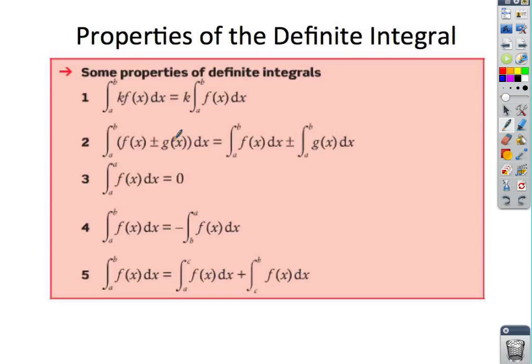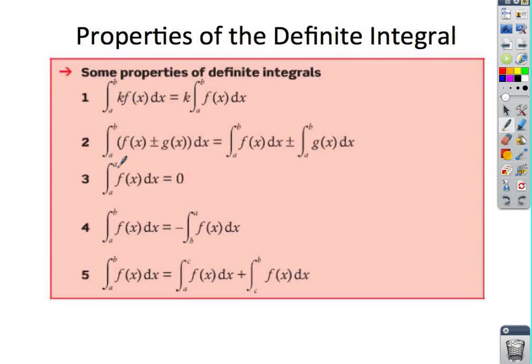Number 3 is a unique property for the definite integral. All it's saying is if your lower and upper boundary are the same, the answer for the integral must be 0. Again, if you think of it in terms of accumulated area between your upper and lower boundary, obviously if your boundary is a line, there is no accumulated area, so that's why the answer is 0.